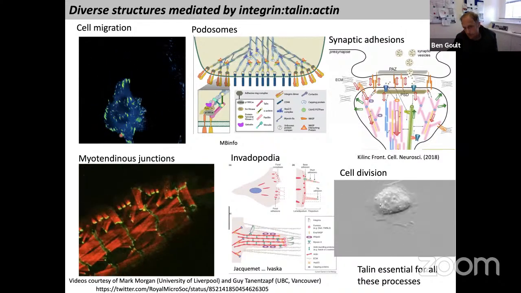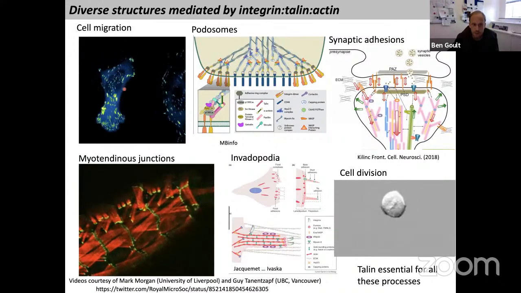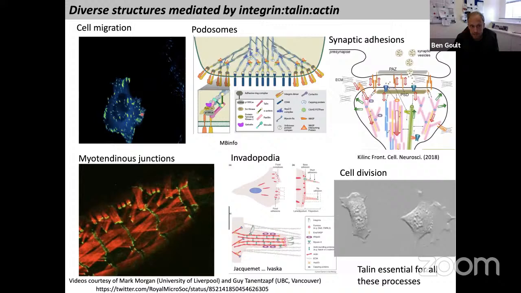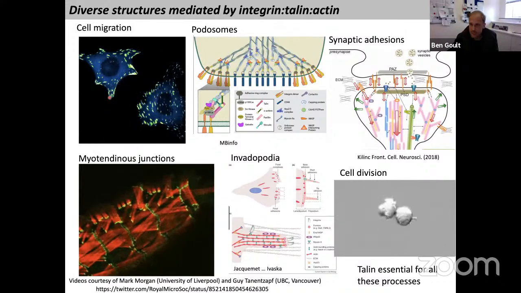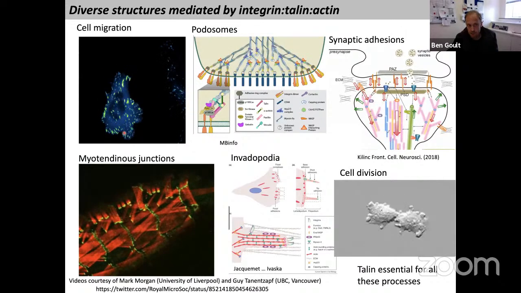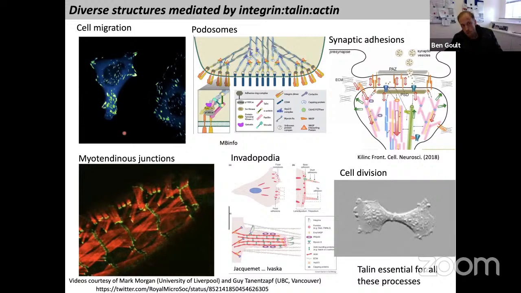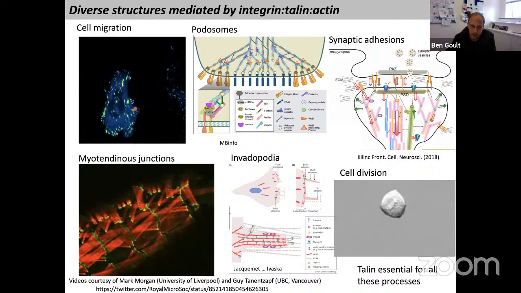And here, these are beautiful videos from collaborators. This is from Mark Morgan in Liverpool, showing a fibroblast crawling along a surface. And in green, we can see just how dynamic these adhesions can be, forming really big, strong adhesions at the front, contracting and pulling, using the force generating machinery to pull forward and then disassemble them at the back.